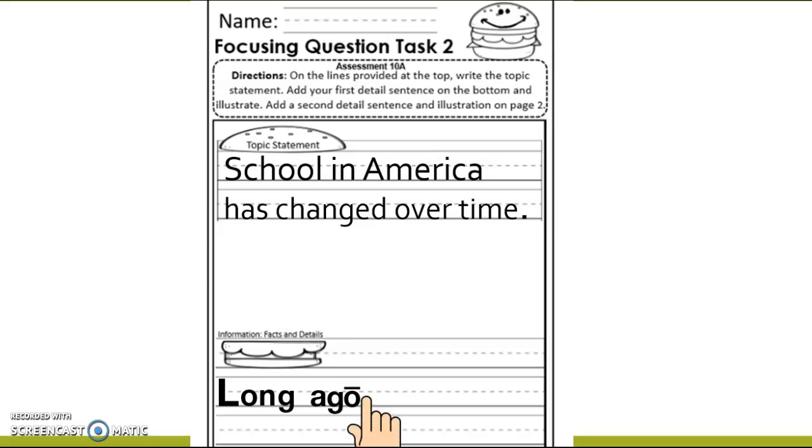Next word is people. P, e, o, people. Finger space. Next word is used. Used. Last word, chalk. Chalk. And to end our sentence, we cannot forget a period.